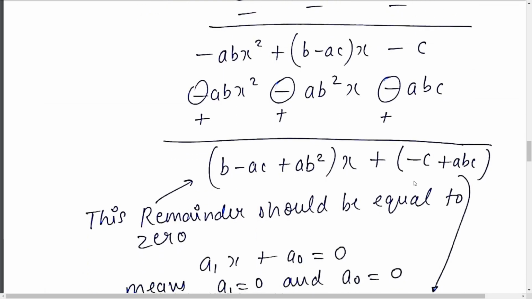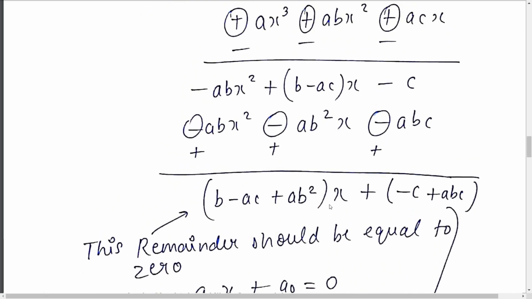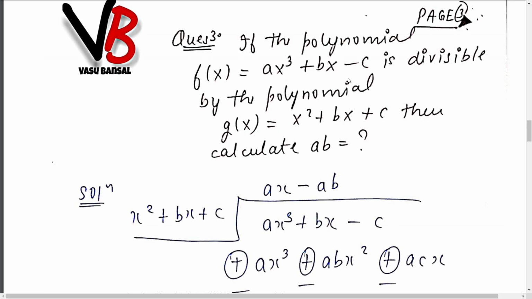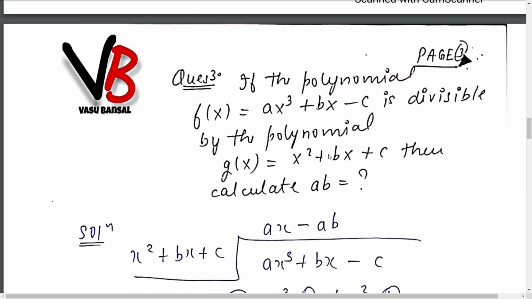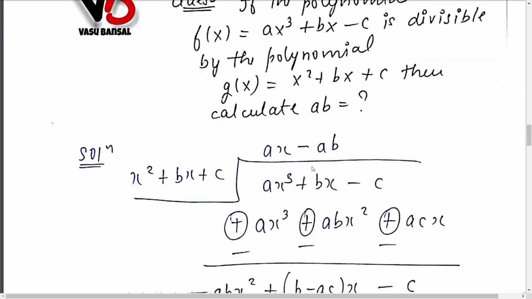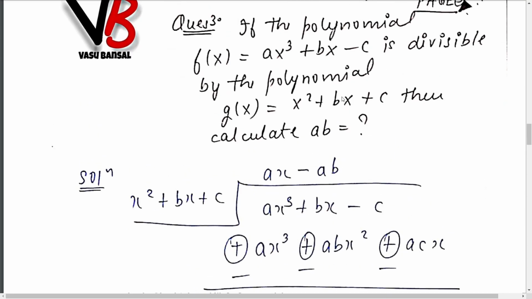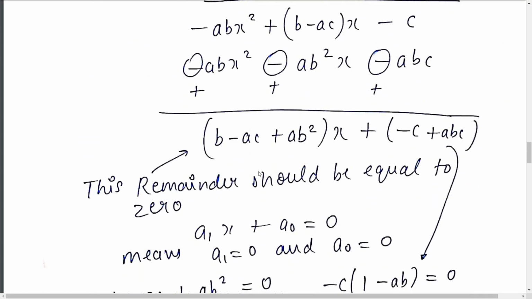Right? And this remainder should be equal to 0 because it is divisible. I've told you, this polynomial is divisible by this, so the remainder should be 0. 4 is divisible by 2, so the remainder is 0, right? So this should be equal to 0.